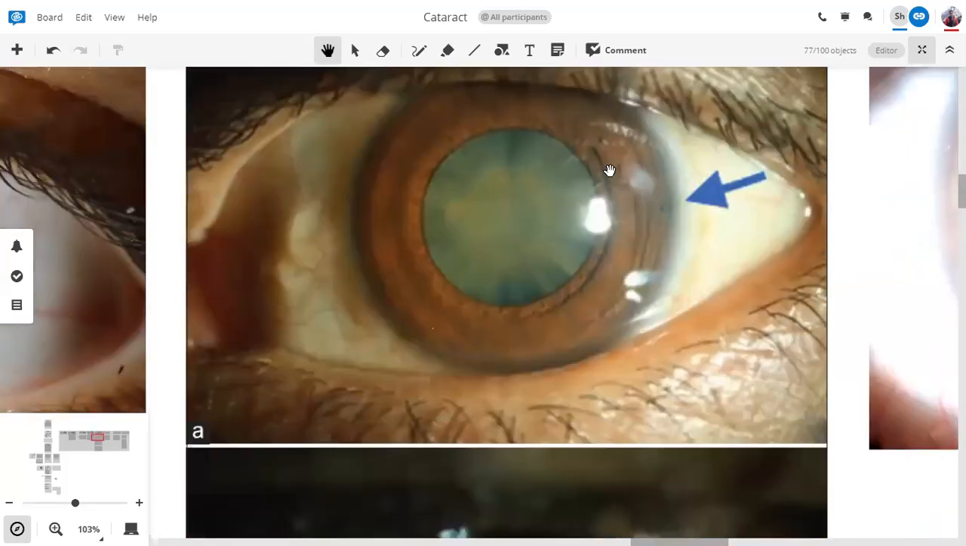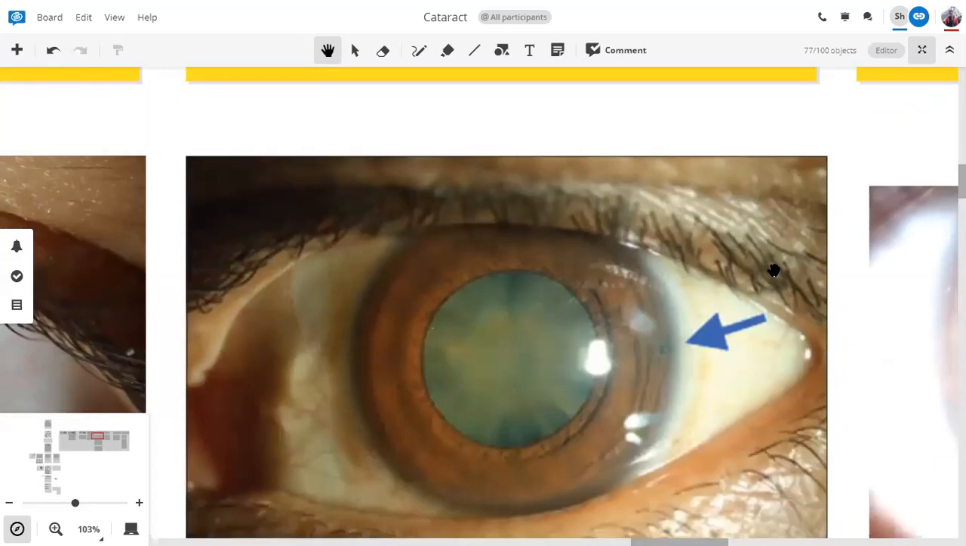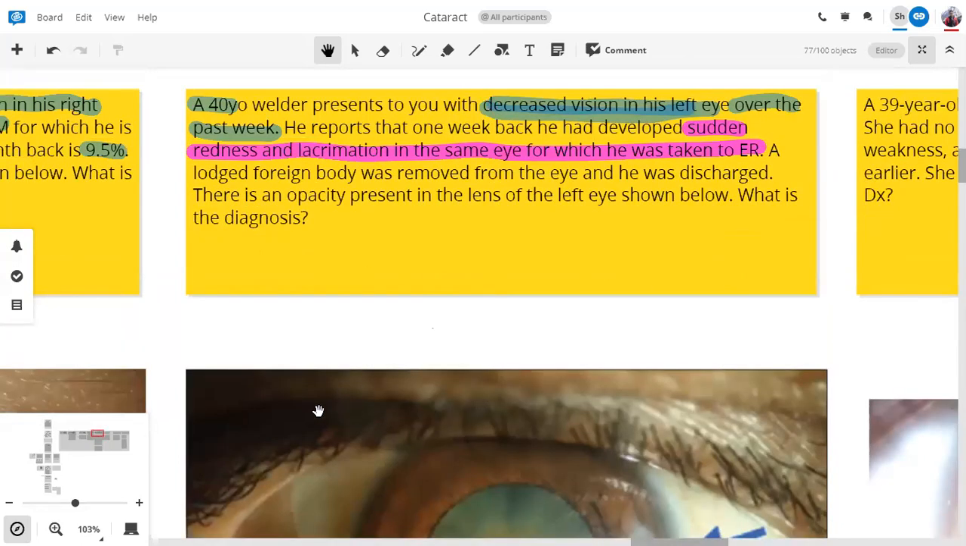Now, when we see this eye, this is the examination, and this is the place where he said that the foreign body was present. So, if you look closely at the cataract morphology, can you guess this morphology? Because if you guess this, it's quite a lot easier. But if not, I'll give you a hint. We cannot appreciate it on the examination at the moment.